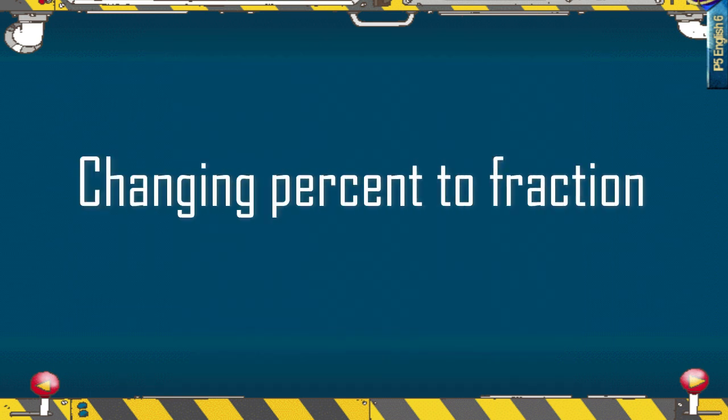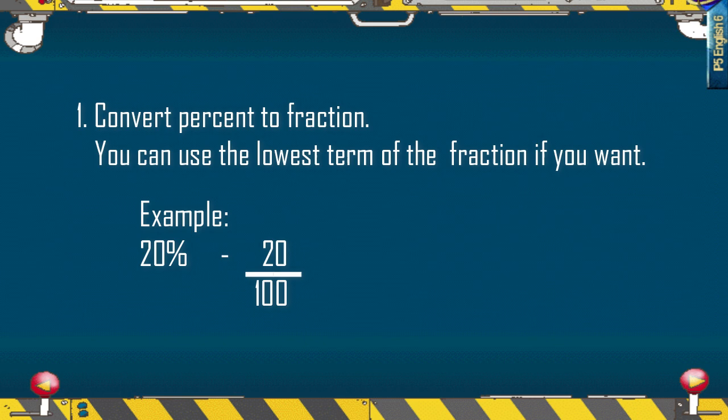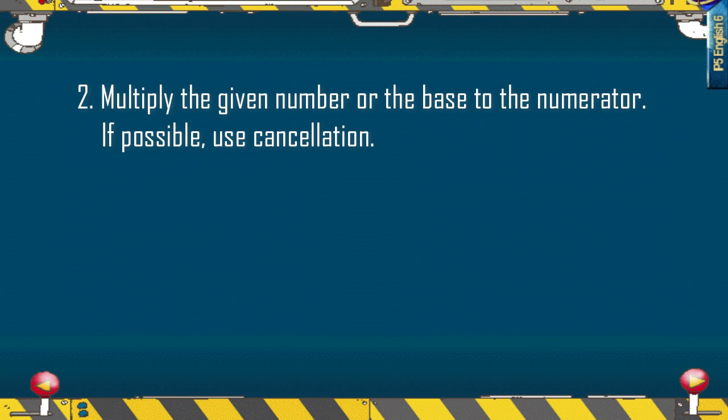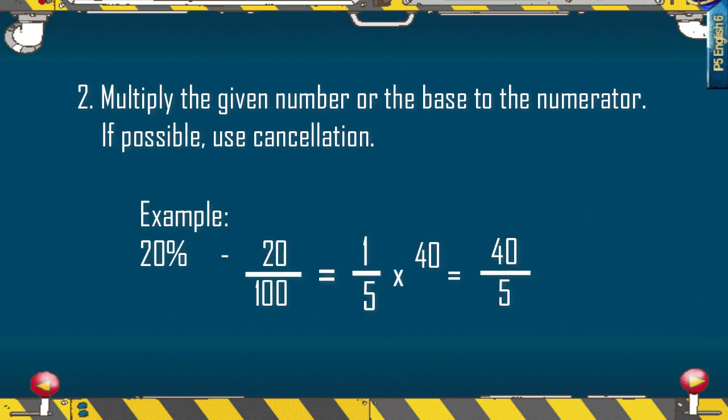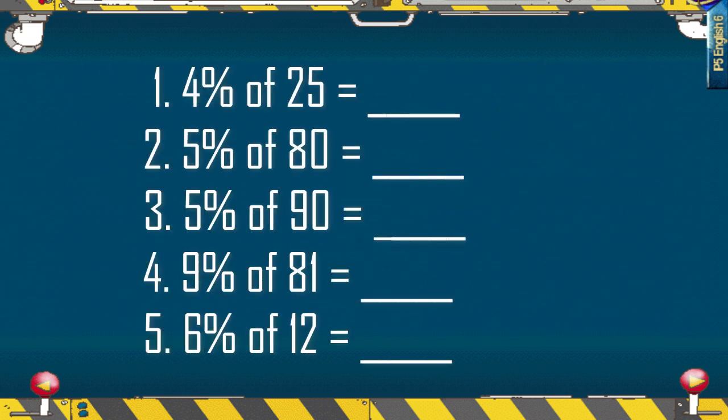Another way of solving percentage is by changing percent to fraction. You will be guided by following these steps. Number 1. Convert percent to fraction. You can use the lowest term of the fraction if you want. Number 2. Multiply the given number or the base to the numerator. If possible, use cancellation. Number 3. Divide the product of the given number and the numerator by the denominator. We will change the following percent to fraction, then solve and find its percentage.